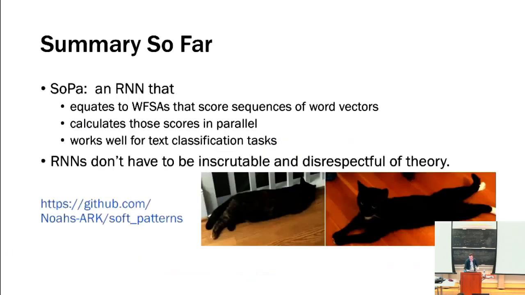Okay, great. So far, summary. SoPa is a recurrent neural net. It equates to a weighted finite state machine that stores sequences of word vectors. It calculates those scores in parallel across many WFSAs. Works pretty well for classification problems.